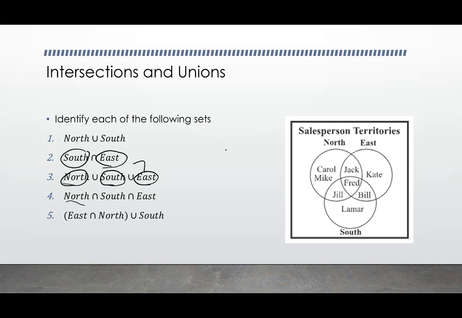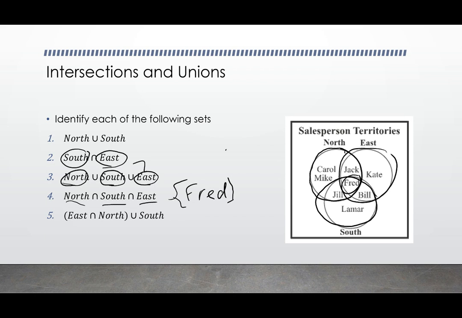The intersection of north, intersection of south, intersection with east. So it's where all the circles overlap. The only place where all 3 circles overlap is Fred. Fred is the only person that's in all 3 of those regions, territories. So Fred is the only one in that set.